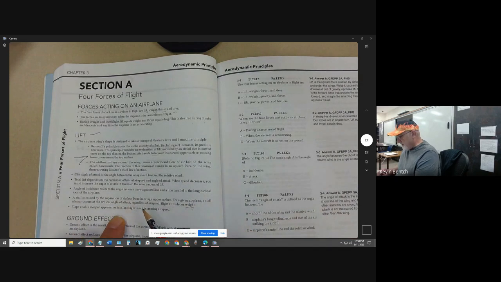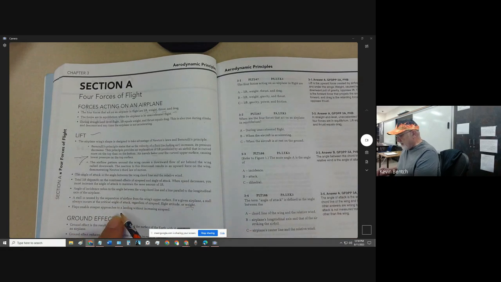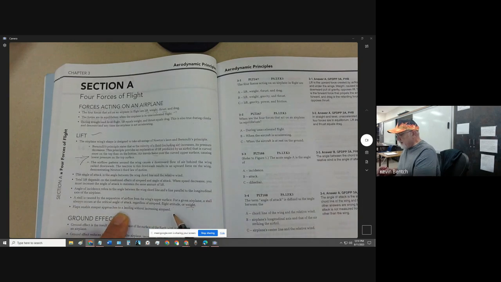That determines the stall. Flaps enable steeper approaches to a landing without increasing speed, because you know that when you put the nose down, your speed increases. And when you're going to land, you want the speed to decrease until you land. And so applying flaps allows you to make that happen.